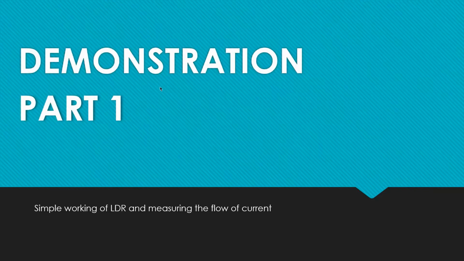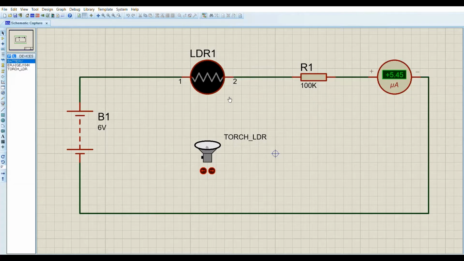For the first part of the demonstration, we have come up with an idea for changing the level of brightness of the headlamps by using a device called an LDR, or light dependent resistor. So let us first try to understand the flow of current in the LDR. Here is a simulation of a simple LDR circuit with a light source.